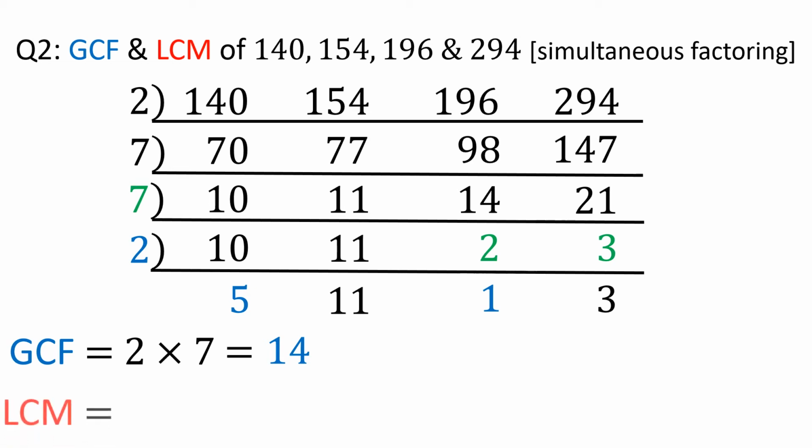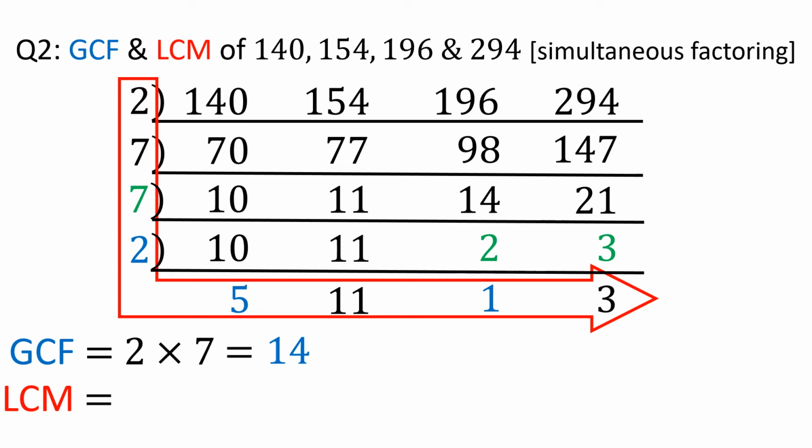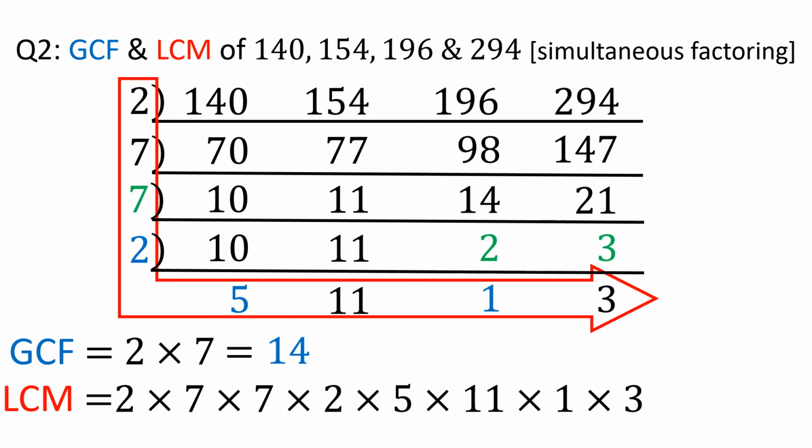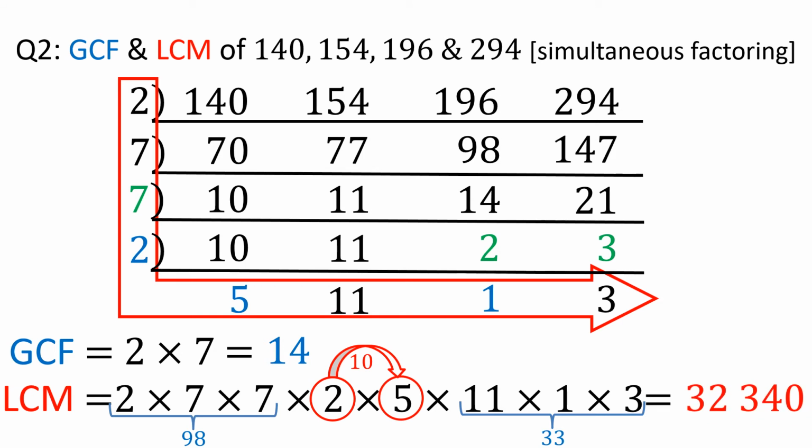To find the LCM, we need to multiply the numbers in the shape of an L, which is 2 times 7 times 7 times 2 times 5 times 11 times 1 times 3. 2 times 5 is 10. 2 times 7 times 7 is 98. 11 times 1 times 3 is 33. So LCM is 98 times 10 times 33, which is 32,340. Let's see the last question.